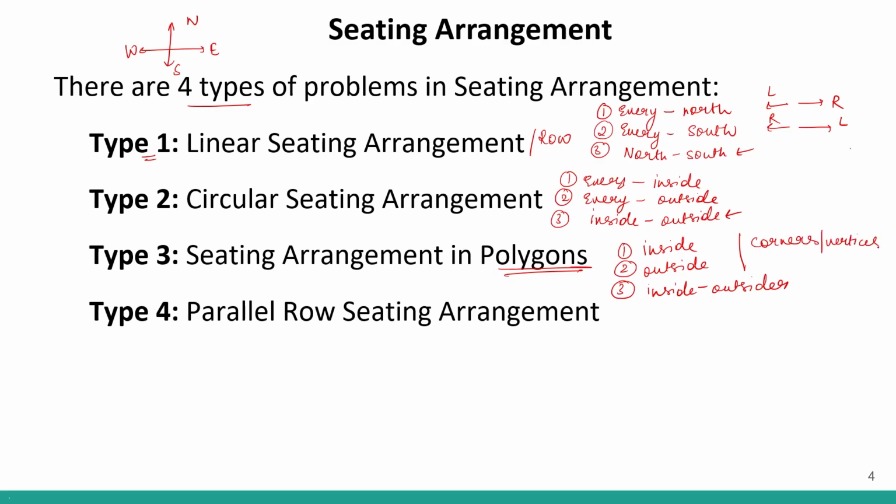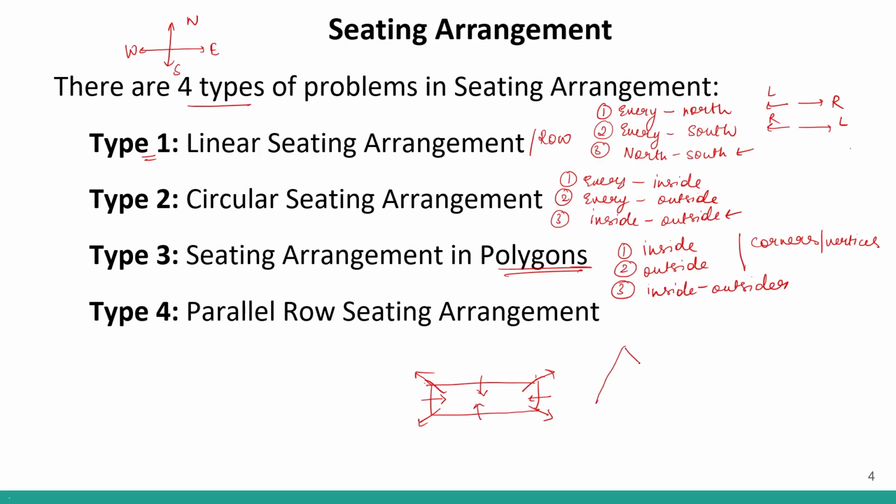What do you mean by that? Let me explain. Let's say this is a rectangular table. What are the possible questions? You can say that 8 people are sitting: one here, one here, one here, one here, and one at each corner or vertex. The corner ones are facing outside, let's say, and the edge ones are facing inside. These kinds of questions you get in your seating arrangement in polygons. It could be triangles, rectangles, squares. Squares and rectangles are very common. Triangles are not that common, but you can get those in your examinations as well.